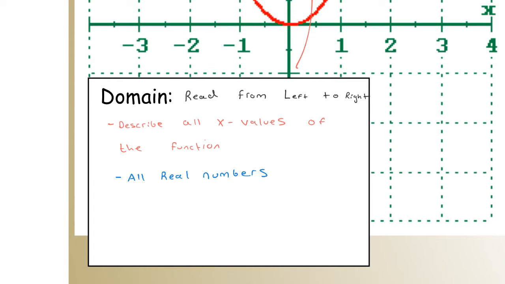Okay, you might also see this written as going from negative infinity until positive infinity. Those are a couple of different representations that you might see here. So we're just saying that it starts at negative infinity on the left side, and then it goes all the way to positive infinity on the right side. So either of these answers would be right for the domain, okay?